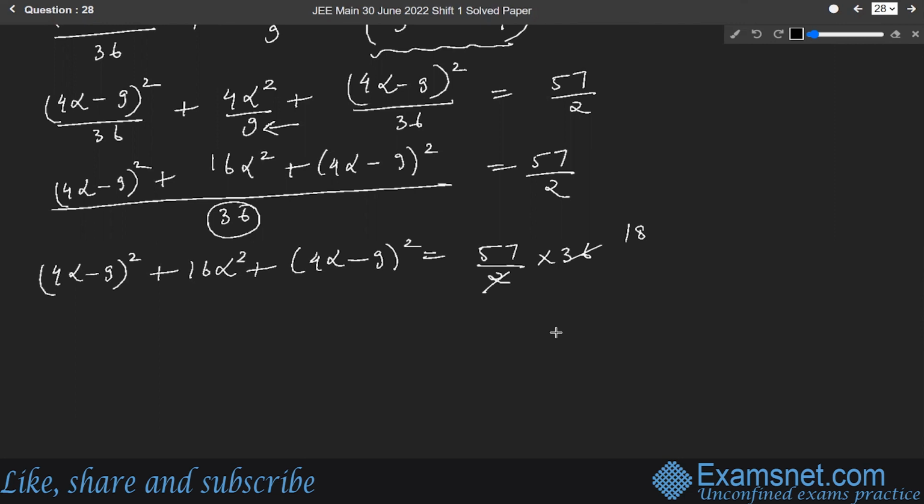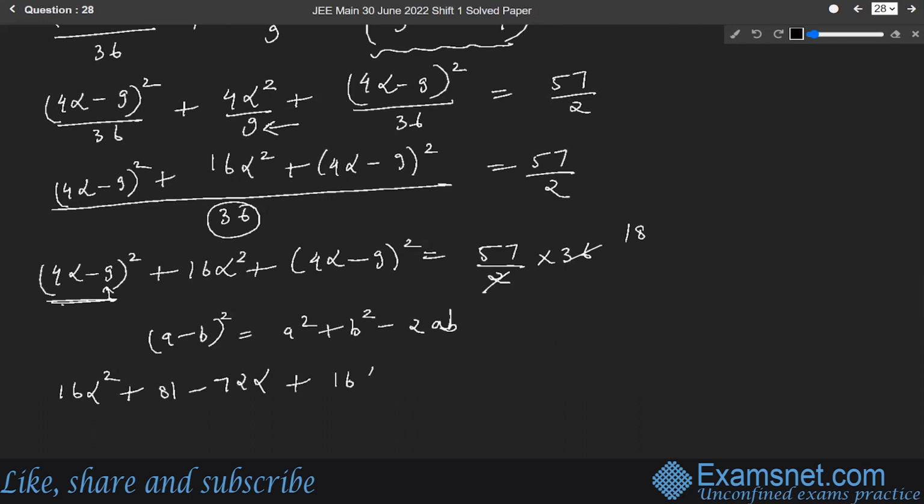Okay. Now we have to use a basic property. The property is a minus b whole square. What is a minus b whole square? It is a square plus b square minus 2ab. You can see that the first term is in the same form, a minus b whole square. So let's apply this formula. A square means 4 alpha square. So what is the square of 4 alpha? 16 alpha square, plus b square. What is b? 9. 9 square is 81. Minus 2ab means minus 2 into 9 into 4 alpha. Okay, so what is 2 into 9? It is 18. 18 into 4 alpha will be 72 alpha.